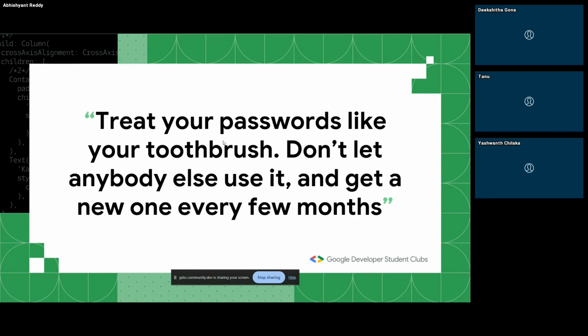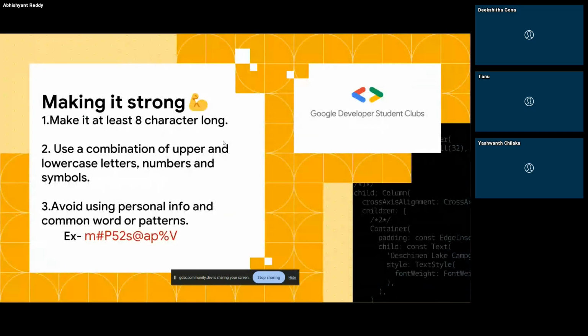Okay, so let's get to one basic thing, which you might have seen and heard on every website. So how to make a strong password? It should be 8 characters long. You should use a combination of lowercase, uppercase, numbers, and symbols. Avoid using personal information and common words like your pet's name, your name, your birthday, your parents' names. So it's good that you avoid those.